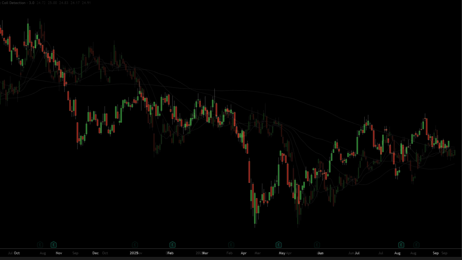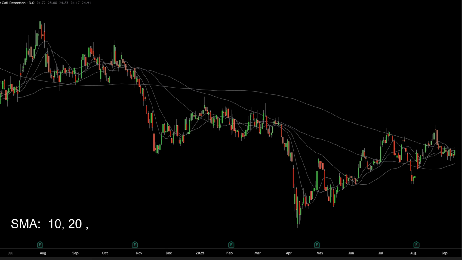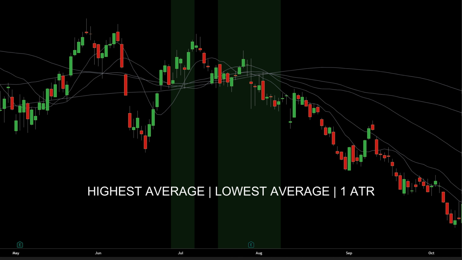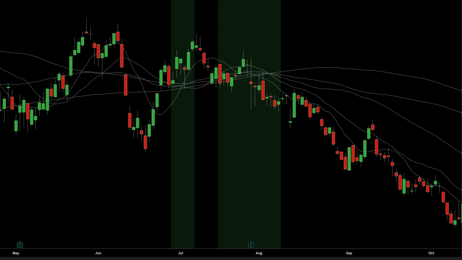I want you to apply these averages: a 10, a 20, a 50, 100, and a 200. Keep them SMA. Now, the core compression, or the coil, we'll call it, is confirmed when the range between the highest and the lowest selected moving average is less than the average true range measured over 20 periods, right? So we're looking at a volatility compression. This metric signals that the averages have converged into a tight band. We quantified it, and it suggests a low volatility equilibrium phase.